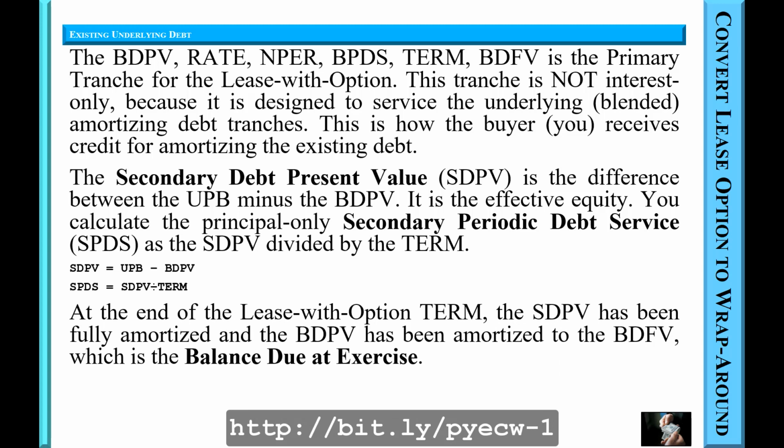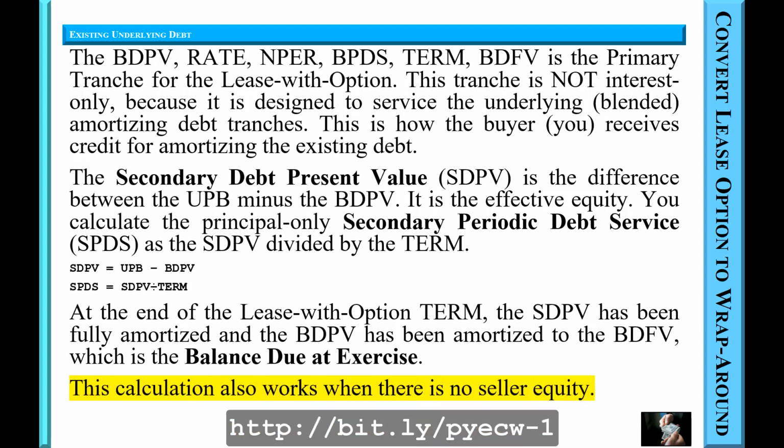At the end of the lease with option term, the secondary debt present value has been fully amortized, and the blended debt present value has been amortized to the blended debt future value, which is the balance due at exercise. This calculation also works when there is no seller equity.